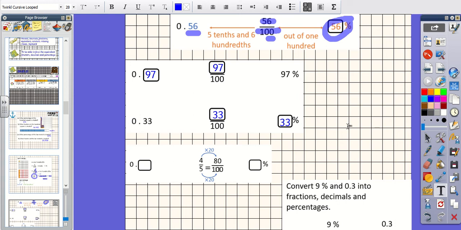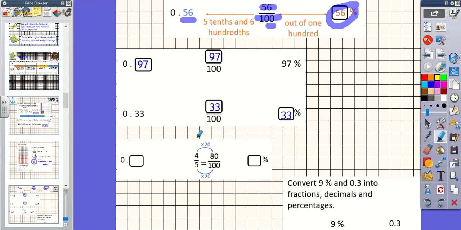However, when the denominator is not 100, we need to convert it, just like we did last week to some fractions. We need to convert it to make it 100. Okay, so you can see on this, let me just highlight it so you can see it a little bit better. You can see on this question here, we started off with 4/5. Now I can't get a percentage out of 4/5.